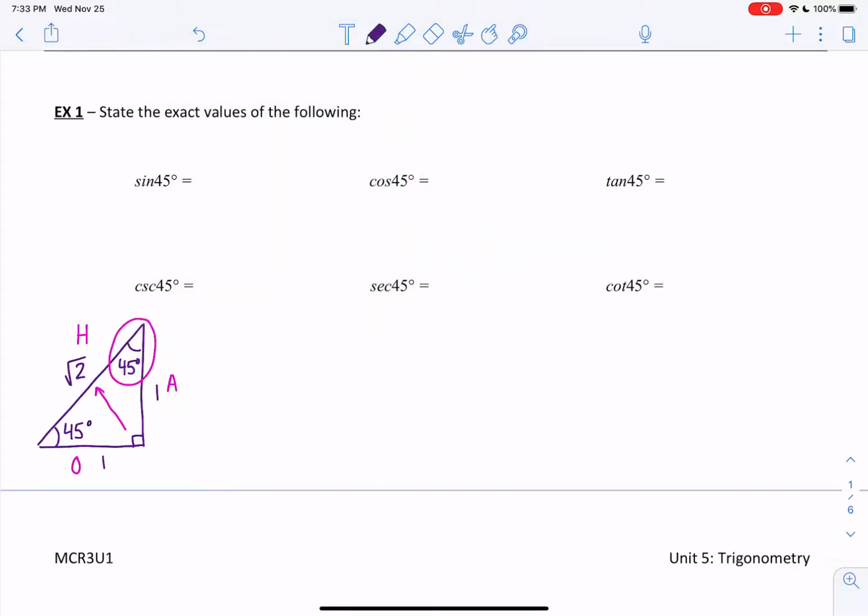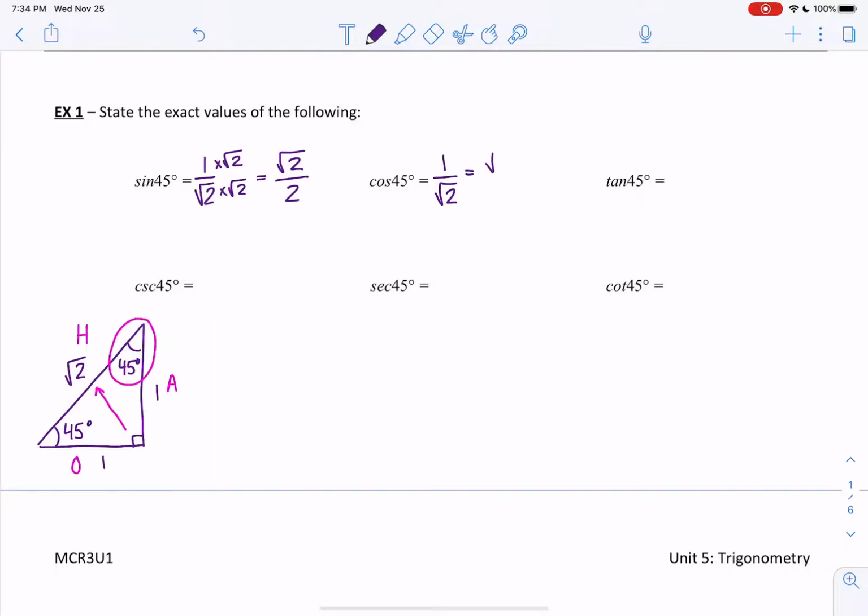So sine 45 is opposite over hypotenuse, like that. Now we don't like to have radicals on the bottom, so I'm just going to multiply like that. So we'll have root 2 over 2. For cosine 45, we have adjacent over hypotenuse.